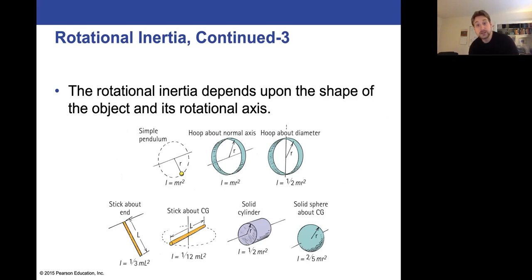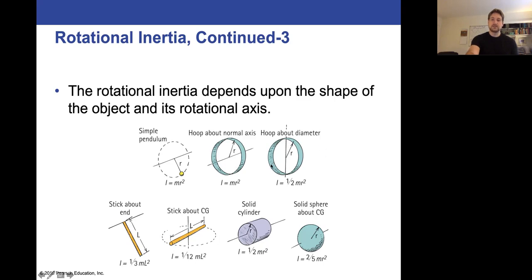A hoop. I don't have a hoop handy, but just a ring, not a disc. We get different results depending how we try to rotate it. This is the picture that is like a wheel or like a hula hoop rolling along the ground. It's rotating around an axis through its middle.